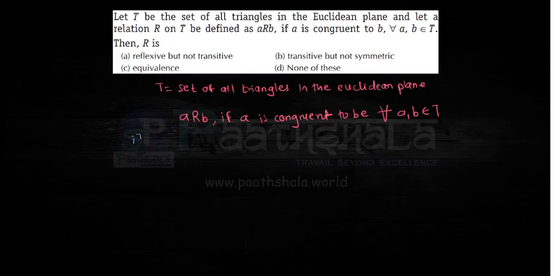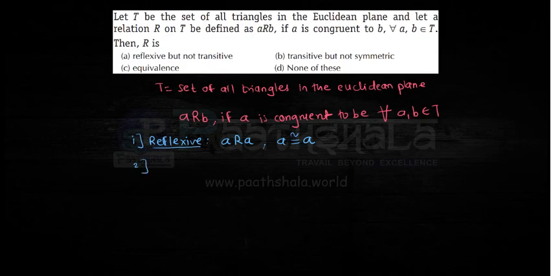The very first case, that is reflexive. In a reflexive relation, A must be related to A. It means that A is congruent to A. So we know that any triangle is congruent to itself. So this relation is a reflexive relation.